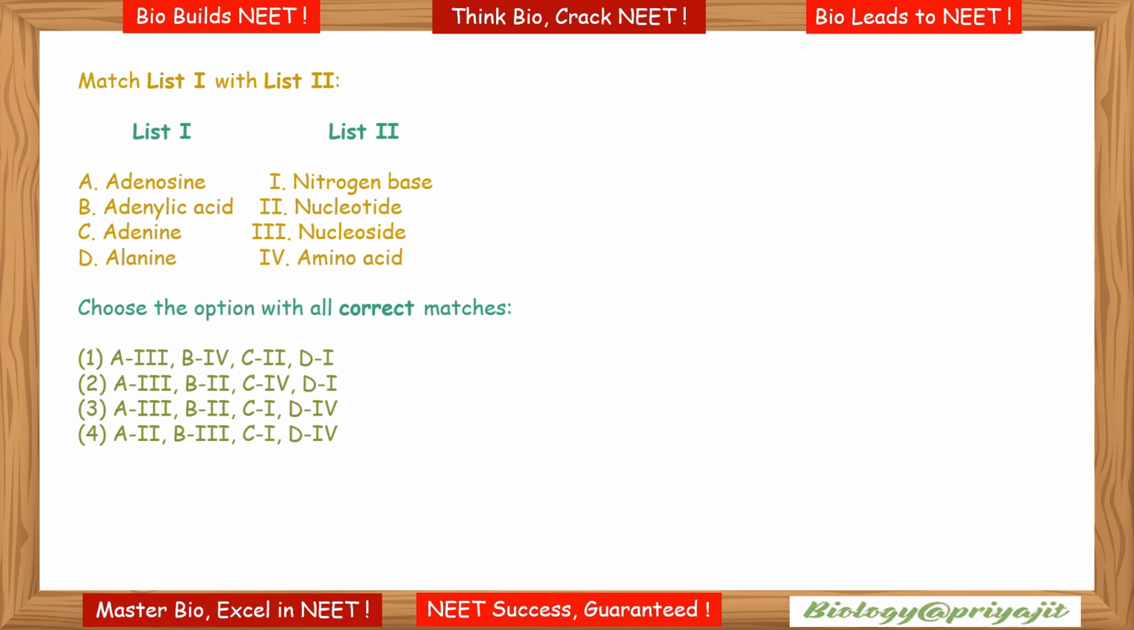So D is 4, C is 1, adenosine is the nucleoside, A is 2, B is 2, D is 4, C is 1. This will be option 4 is the correct answer. No, sorry, option 3 is the correct answer. Adenosine is nucleoside, adenylic acid is nucleotide. Option 3 will be the correct answer.